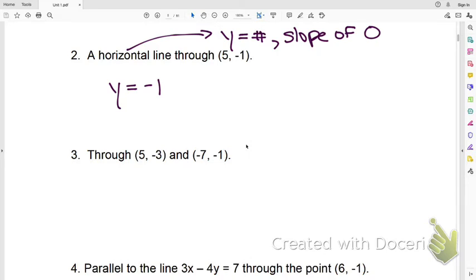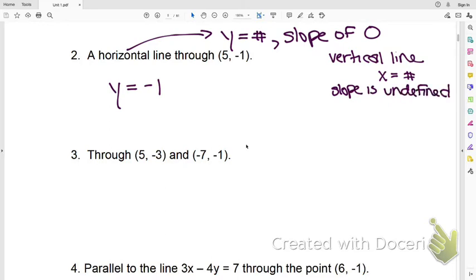Side note on that one as well. Horizontal line is y equals. What does that mean about vertical? X equals. So make yourself a note off to the side here. A vertical line is going to be x equals a number. Anyone remember what the slope is for that? Undefined. Okay, slope is undefined. Good. All right. Now that was kind of the easy ones.